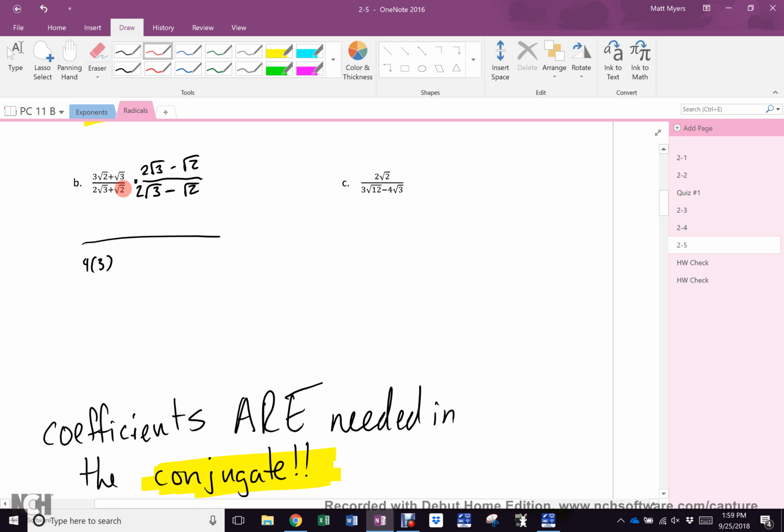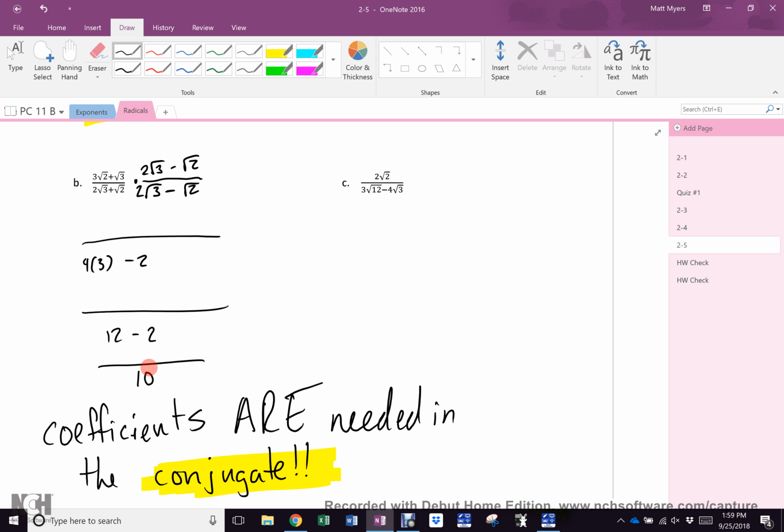And then, what's root 2 times root 2? Minus 2. What is 4 root 3, or 4 times 3? 12 minus 2, which is 10. Everybody cool?